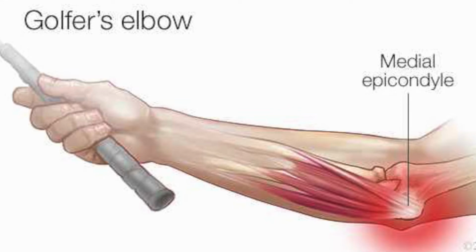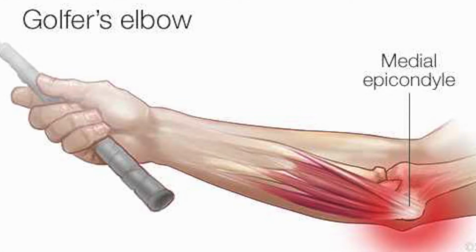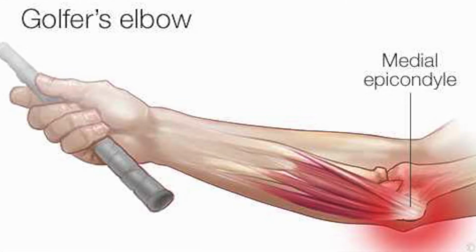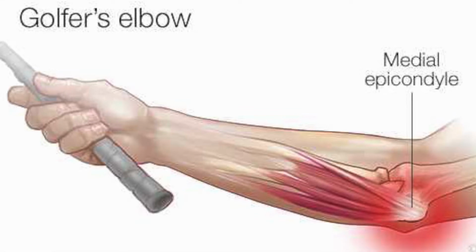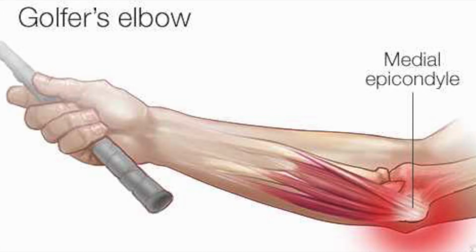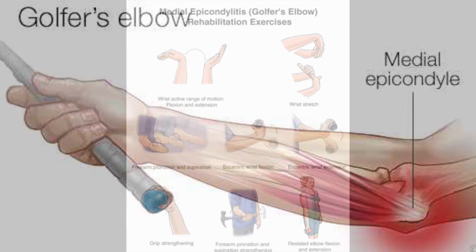fifth digits. The prognosis for golfer's elbow is with treatment, a full recovery could take up to 6 months, 3 to 6 months. And if you're still having pain after this, the client may need surgery.